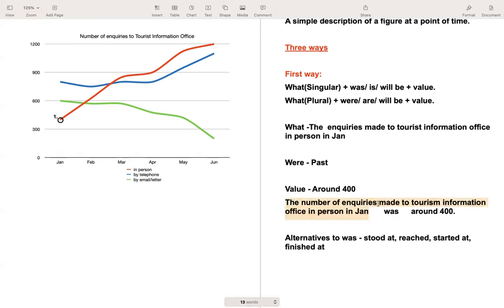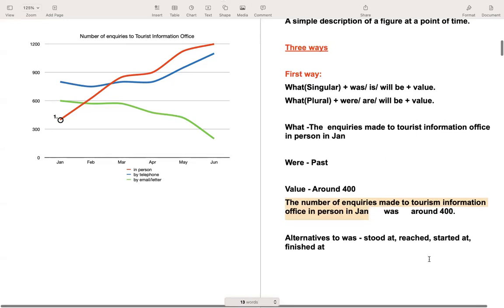You write the whole thing, then you write a was or were or whatever suits, and then you write the value. That's one sentence. Sentences are always made like that. If you check, it's a very common sentence. And this sentence you can make for any graph. It's the most common sentence.